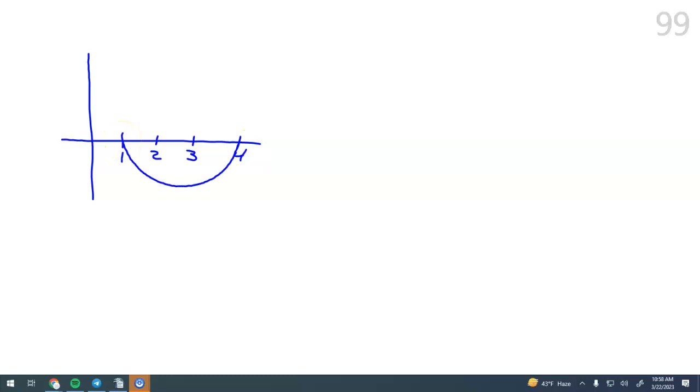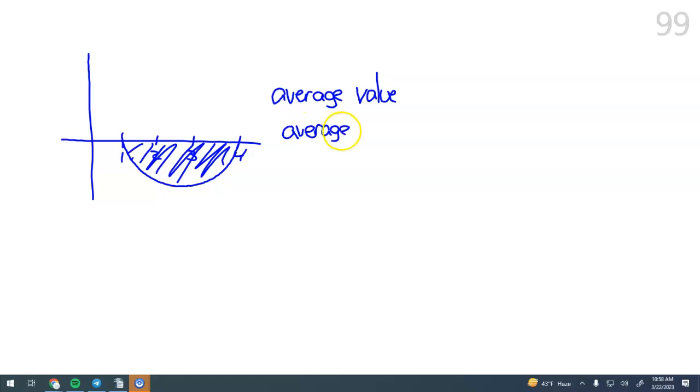All right, let's say I've got that, and this is a pool with water in it. So average value is the same idea as average. So average y value. The same idea as average height, which is the same idea as, I'm going to say, average depth of the pool.